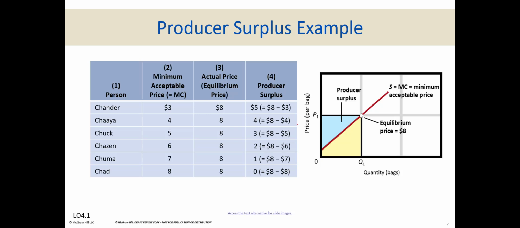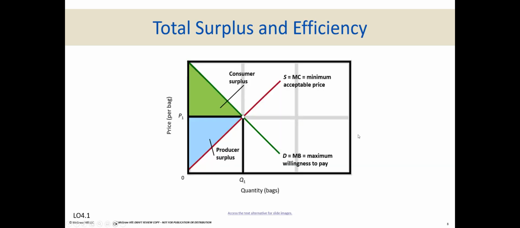Okay, so let's assume Chandler is somewhere here. Okay, and this is, let's say, $3, and this is the price, which is $8. Then the distance between the price and the supply curve is Chandler's producer surplus, which is $5. And now assume that there are many sellers in the market with different producer surplus. So the market producer surplus is this triangular area between the price and the supply curve. So what is total surplus?